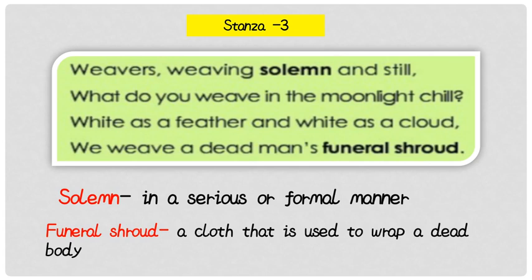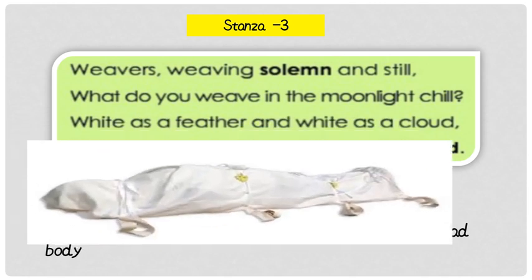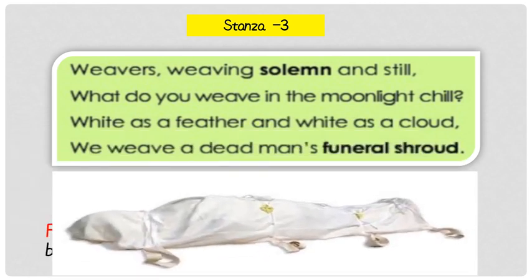So here, in the third stanza, what did she tell? She asked the weavers, why are you making your clothes in white, why are you making them at night time, and why is everything this color, all white? And in reply, the weaver said, we are making these clothes for the dead man, that means the person who died. Okay, let's see the picture. This is the dead man, and they covered him with a white cloth like this. I hope you understood.